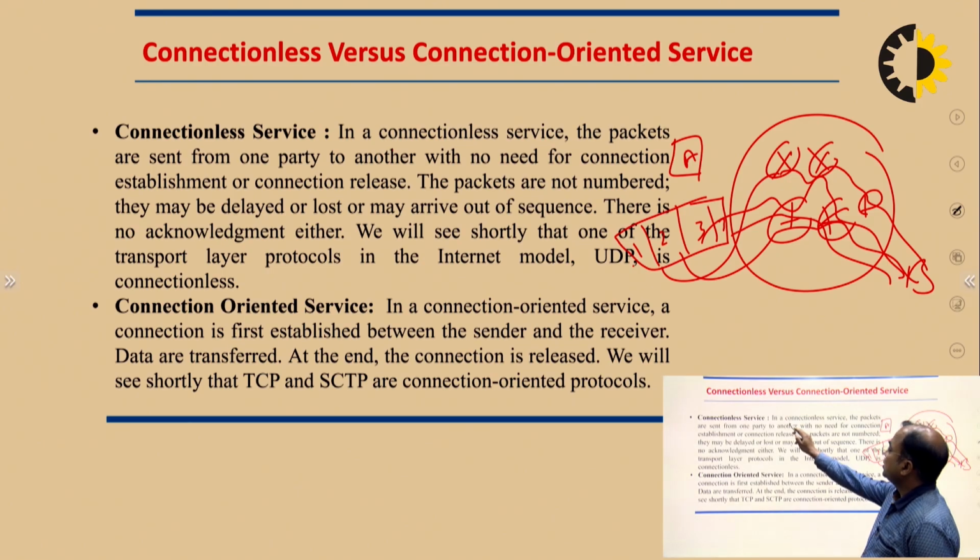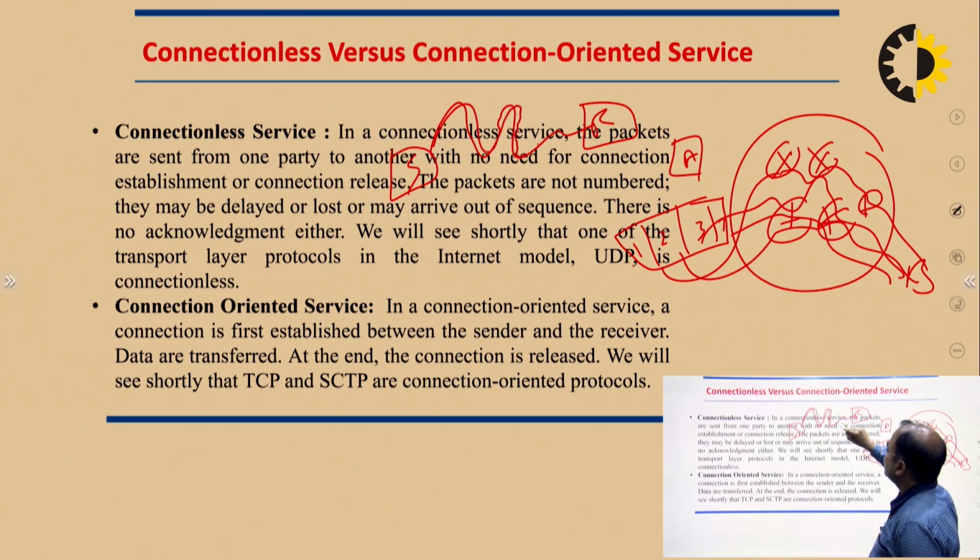If we talk about connection-oriented, we have a sender and receiver, and once a path is created, they send the data over this path only. After they complete, they release this path. At the end of the connection it is released, and we will see shortly that TCP and HTTP are connection-oriented protocols. So UDP is connectionless and TCP is a connection-oriented protocol in the transport layer. Clear?